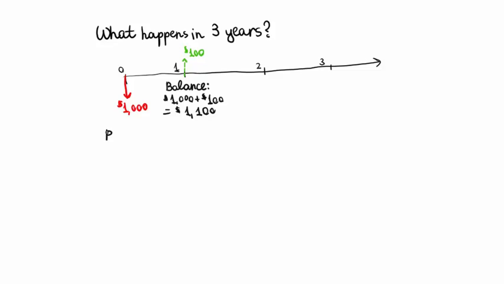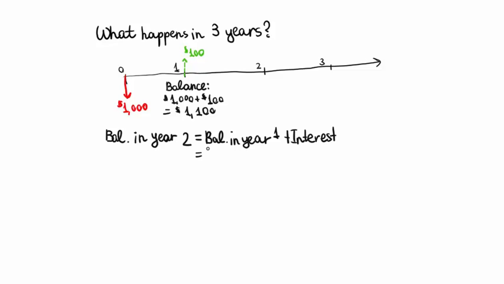Now, what happens in year 2? Well, in year 2, the bank is going to say, what was his or her balance at the end of year 1. And the balance was $1,100. So the bank is going to say, okay, your new balance is going to be the balance in year 1 plus the interest that we compound on your balance.